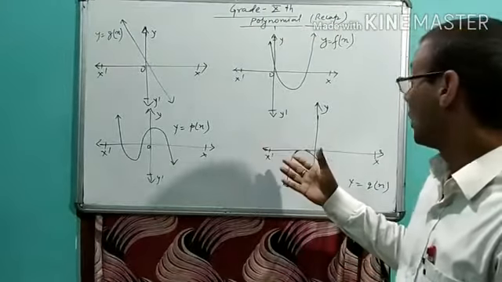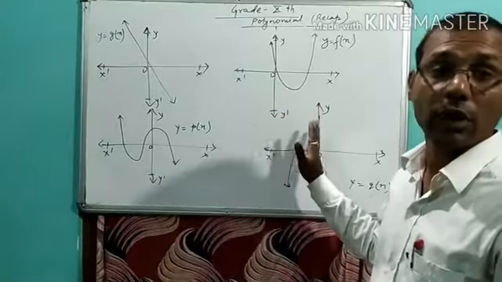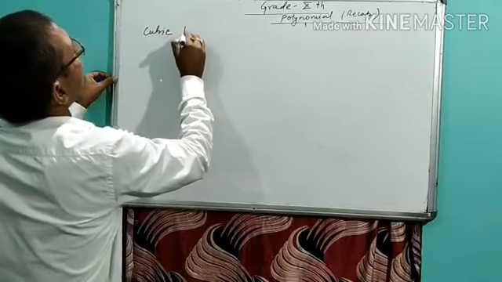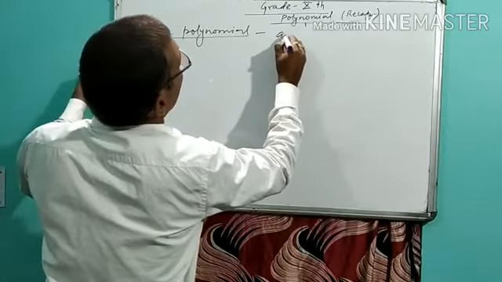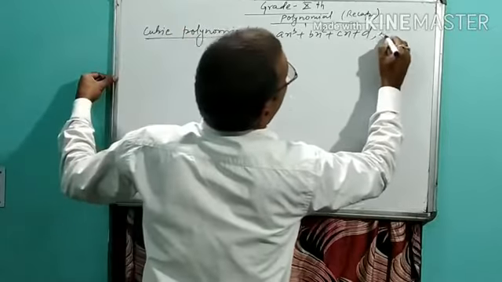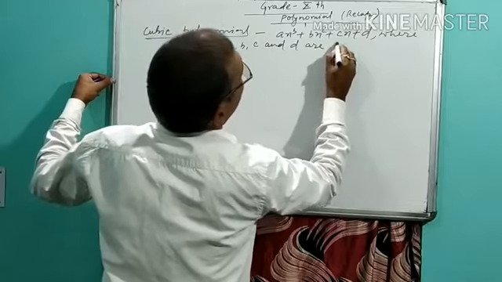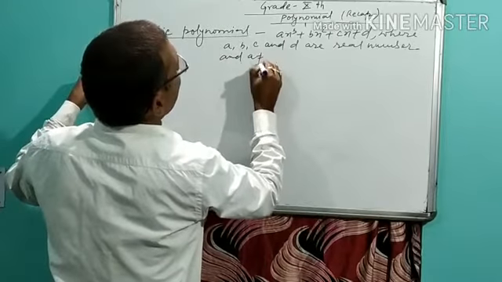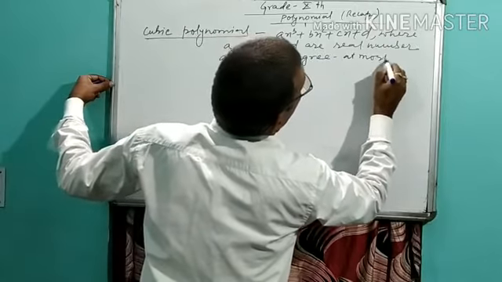In the next part, I will talk about cubic polynomial. Yes, I am going to erase the blackboard here. Okay, cubic polynomial. You know very well the standard form: ax cube plus bx square plus cx plus d, where a, b, c and d are real numbers and a is not equal to 0, degree at most 3.